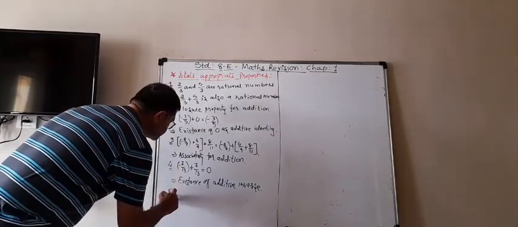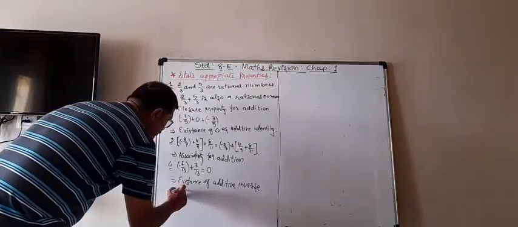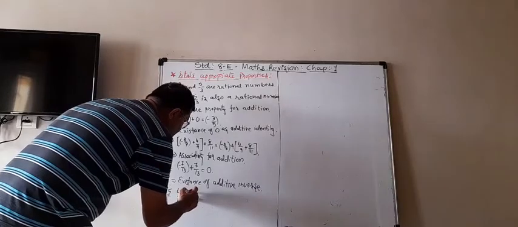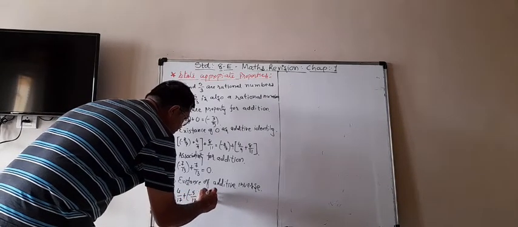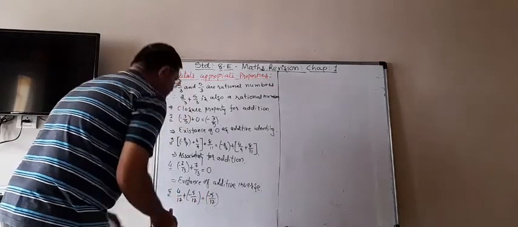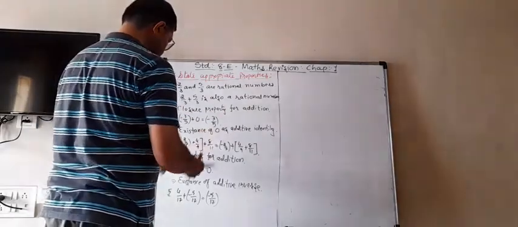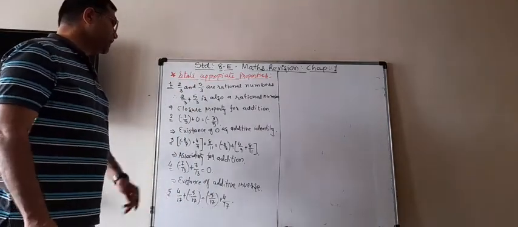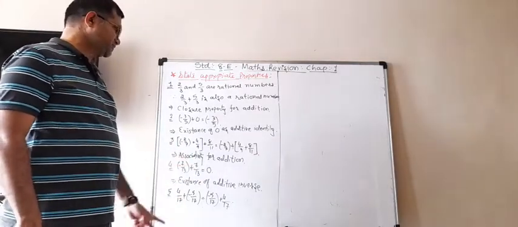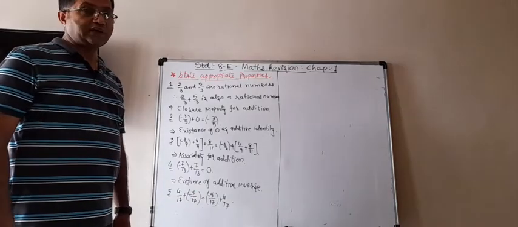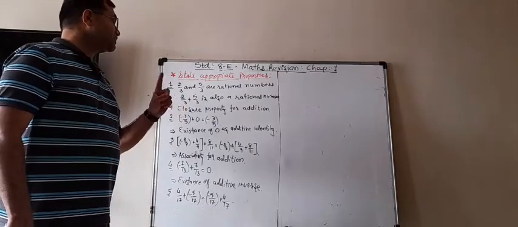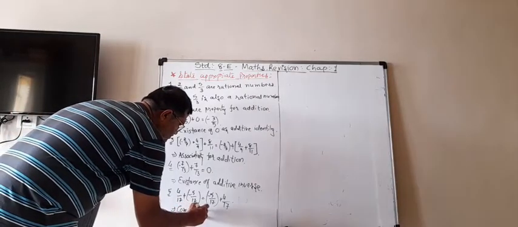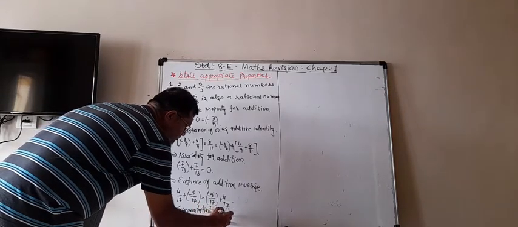Then number 5. Four upon 17 plus minus 5 upon 17 is equal to minus 5 upon 17 plus 4 upon 17. So here we add two rational numbers in any order. It doesn't matter, the answer will be the same. And that is the commutativity for addition.